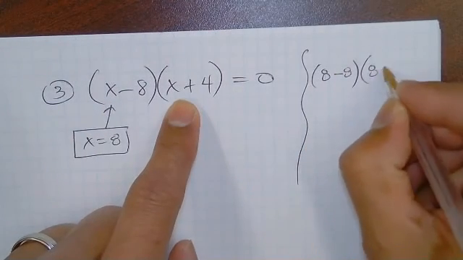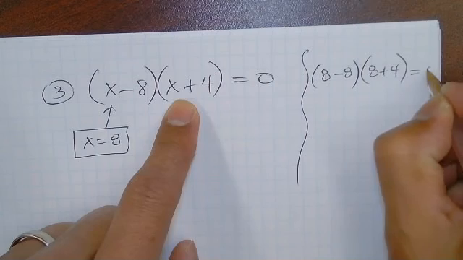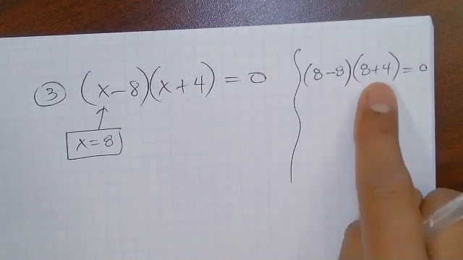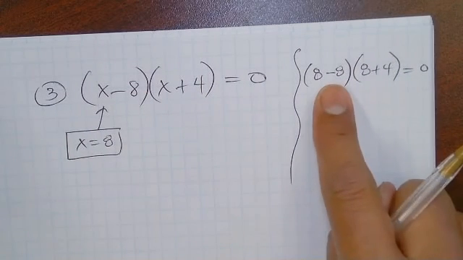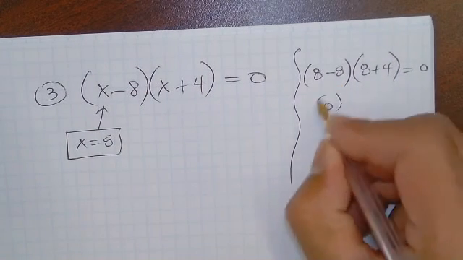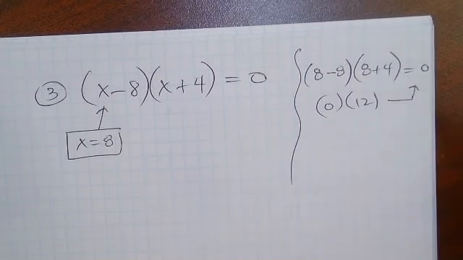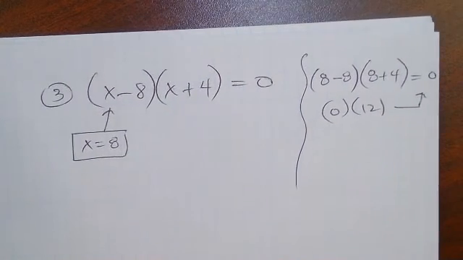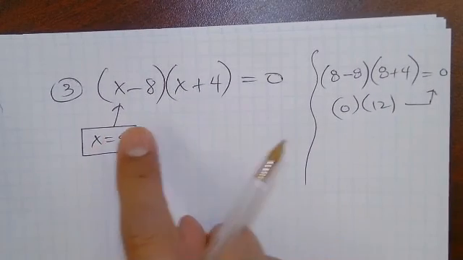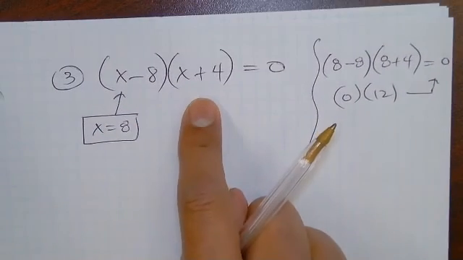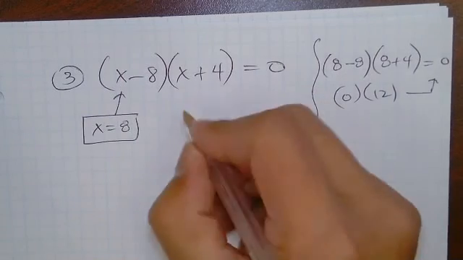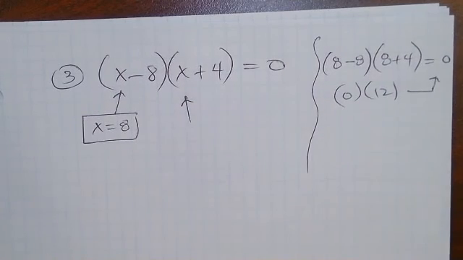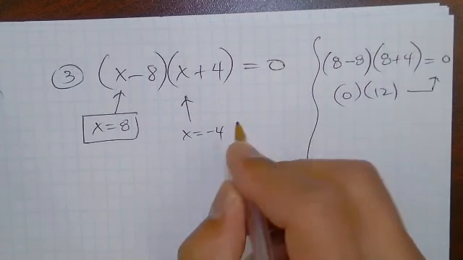Now here's what's going on. If I say x is 8, then if this one's 8, that'll be 8 take away 8, and then I also have to put 8 plus 4. But I don't care what the other one is, because what's 8 take away 8? 0. 0 times 12? Well, yeah, see? I don't care what the other one adds up to be. So I made this one the 0.